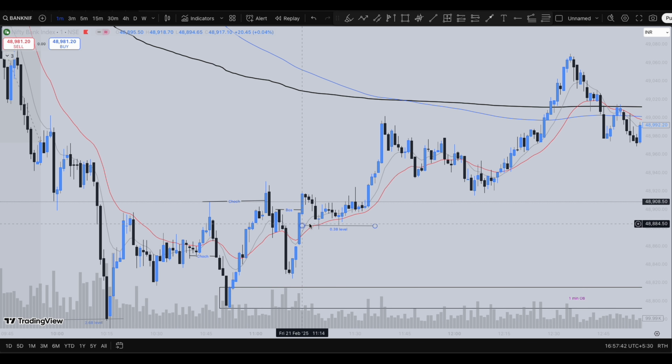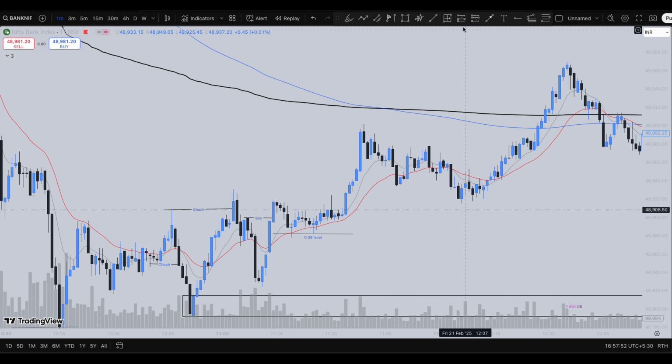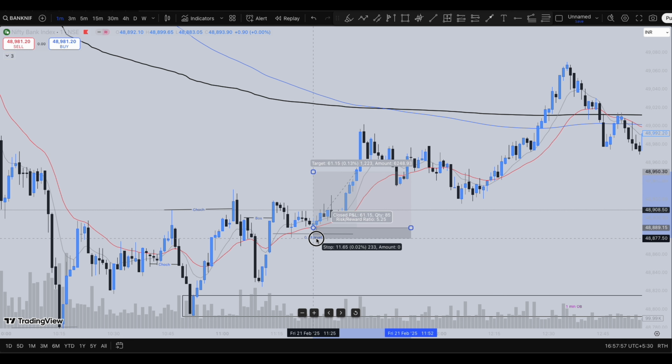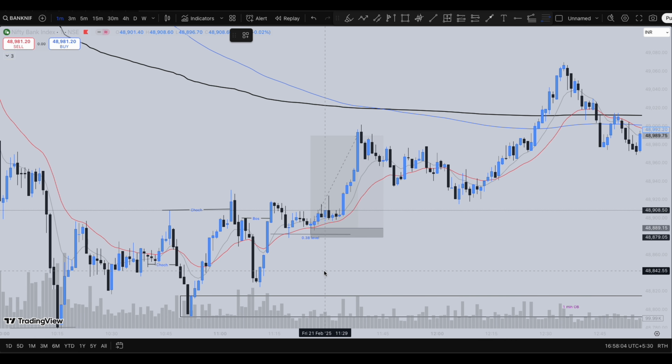So you can see here, as you can see, price taking support, rejection of price from this 21 moving average here. Here you can see three rejections of price from the 21 moving average, clearly indicating some sort of bullishness. In case you might have taken a long position, you could have kept the stop just below this 0.38 level and targeted all the way to the 100% level here. This is how one scalp you could have taken.